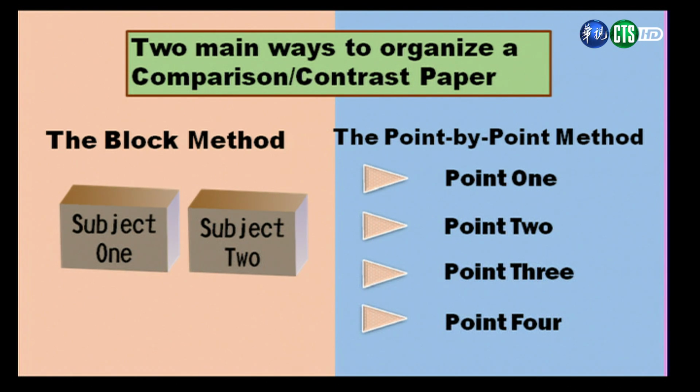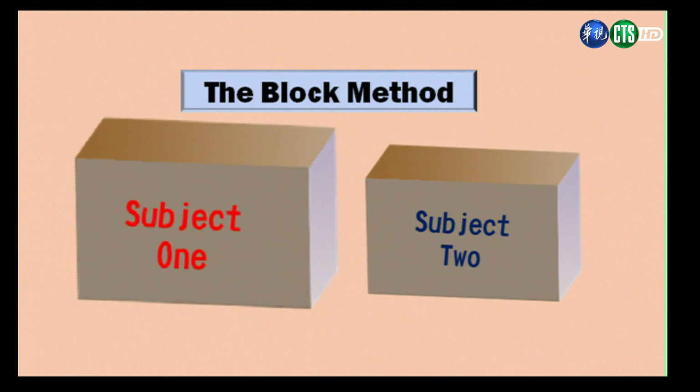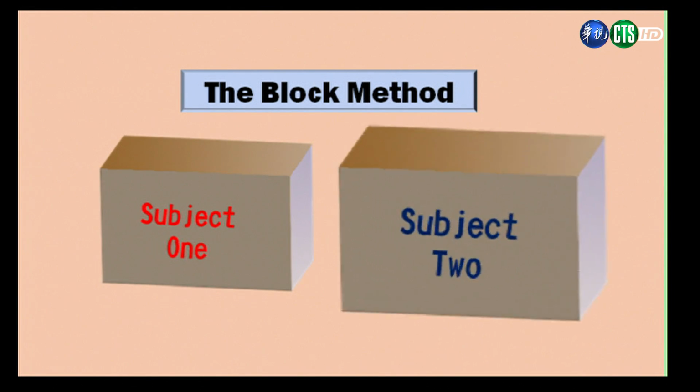And so in the block method, we have two big blocks to indicate how we're going to divide up our topic. At first, we say everything about one subject in a single paragraph. And then we say everything about our second subject in the next paragraph.